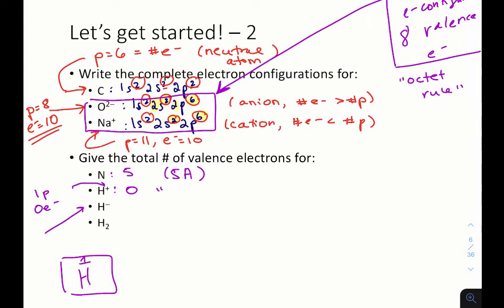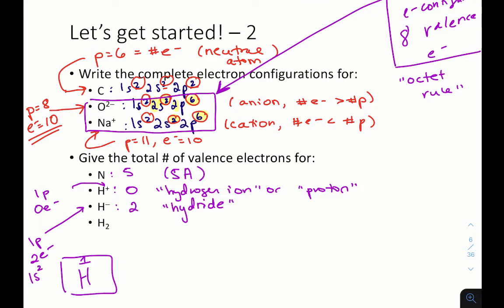And we call this hydrogen ion, or simply a proton, because that's what it is. And you will encounter the hydrogen ion extensively in this class. Next, we have what is called hydride, or H minus. So hydrogen has 1 proton. If there's a minus charge, that means it must have 1 additional electron. And its electron configuration would be 1s2. So it has 2 valence electrons.